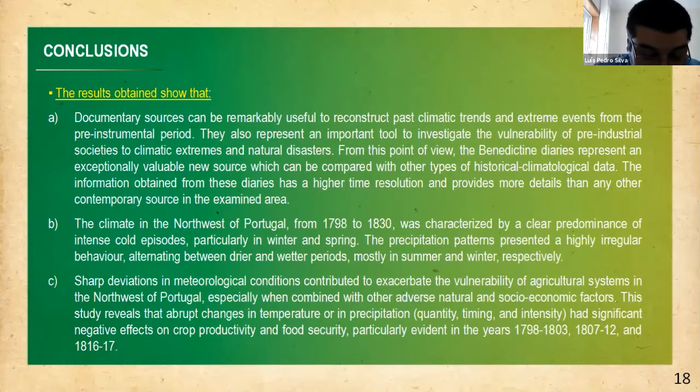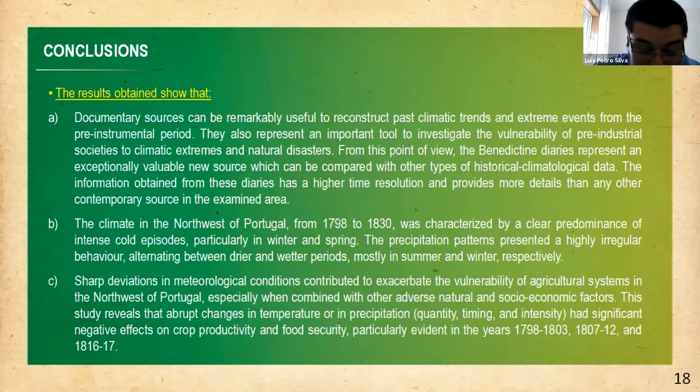B. The climate in Entre Douro e Minho from 1798 to 1830 was characterized by a clear predominance of intense cold episodes, particularly in winter and spring. The precipitation patterns presented a highly regular behavior, alternating between drier and wetter periods, mostly in summer and winter, respectively.